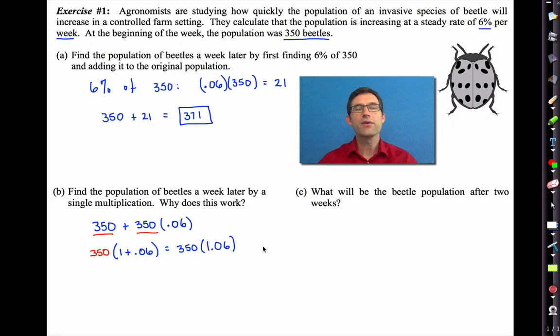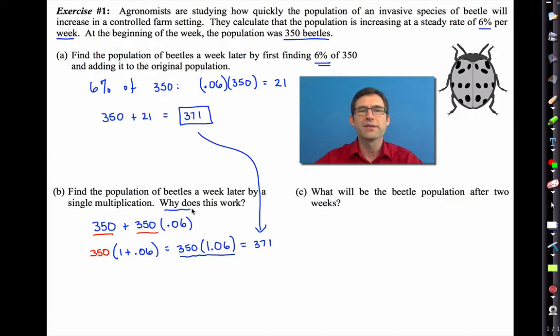1.06. Now what I'd like you to do for me right now, and please do this, is pause the video, then take your calculator and do this calculation. Do that calculation. So pause the video now and do that calculation on your calculator. All right. Well, what you should have found was that 371. In other words, if I want to raise or bump up 350 by 6%, then really what I have to do is multiply 350 by 1.06.